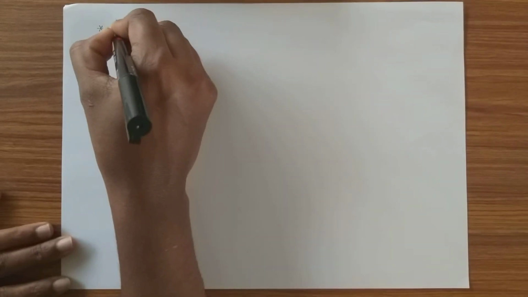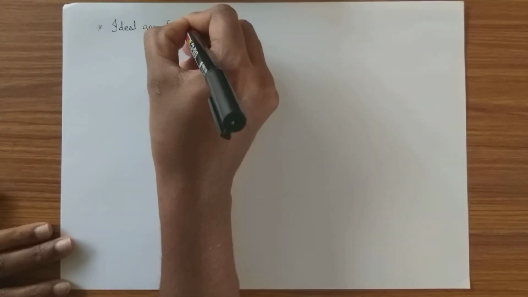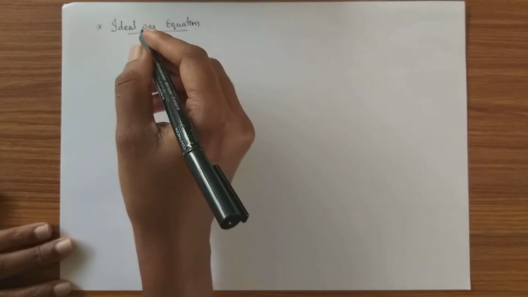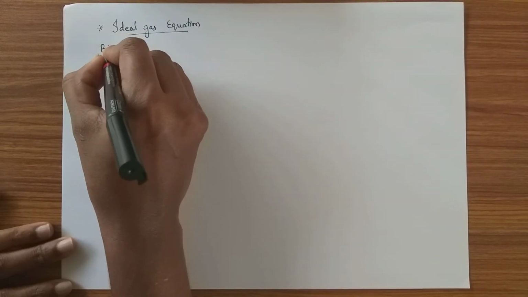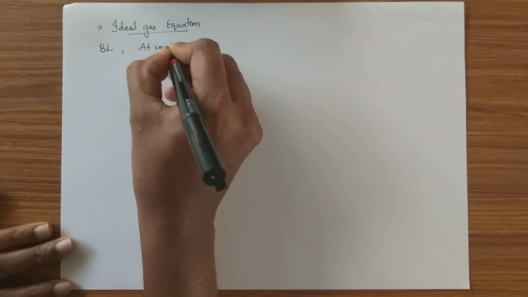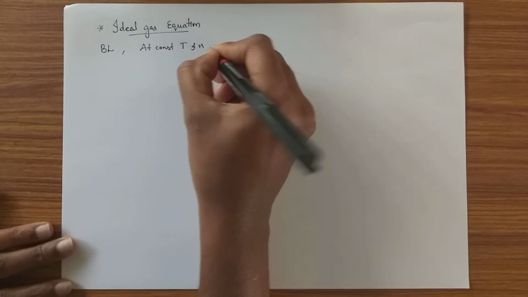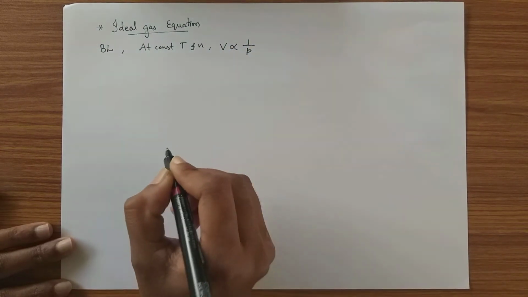So coming to the next topic, that is the ideal gas equation. Very important equation. We know three different laws. The first one is Boyle's law. According to this, at constant temperature and number of moles, volume is inversely proportional to pressure, right?